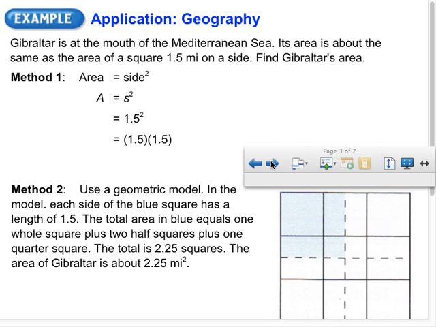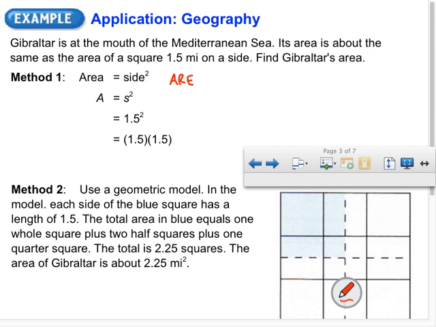Gibraltar is at the mouth of the Mediterranean Sea. Its area is about the same as the area of a square 1 5/10 mile on a side. Okay? A square with a side of 1 5/10 mile. Okay, find Gibraltar's area. Well, this right here is the area formula for a square.